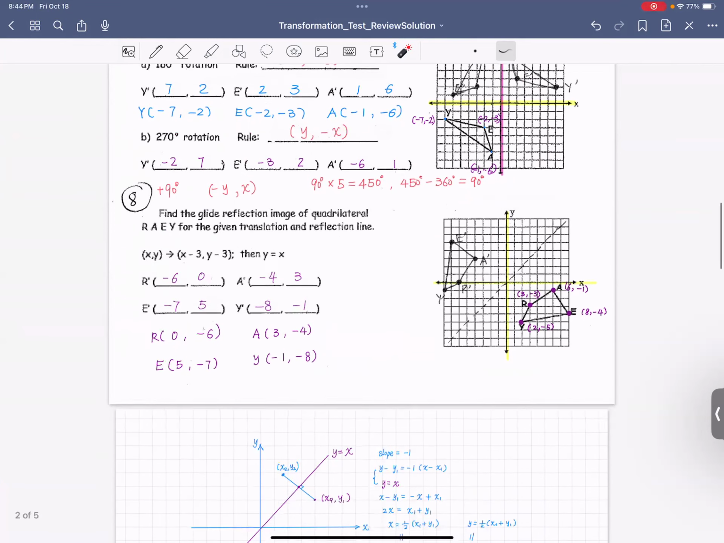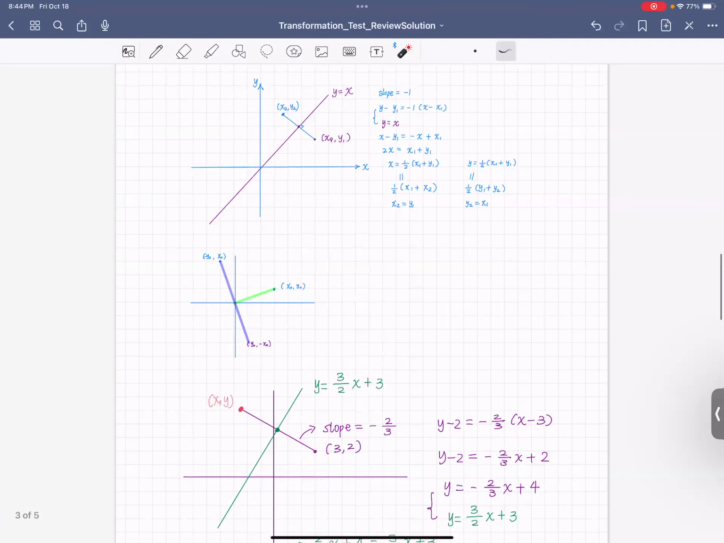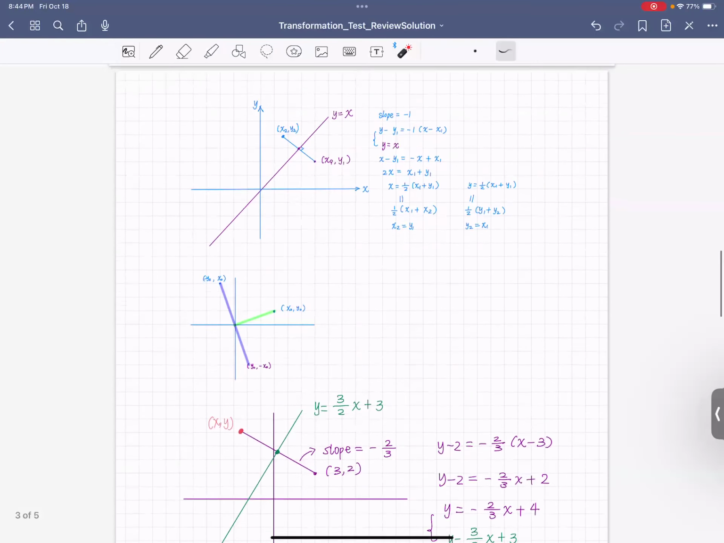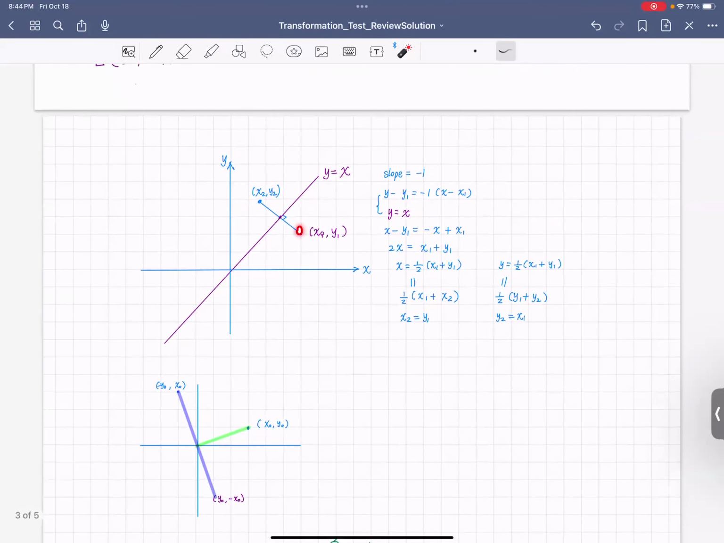Next, we learned the reflection. Remember, last class, I taught you guys, if you reflect over y equals x, you just flip them. So if this is 4, 2, you don't need to draw. Immediately you flip, and this should be 2, 4.